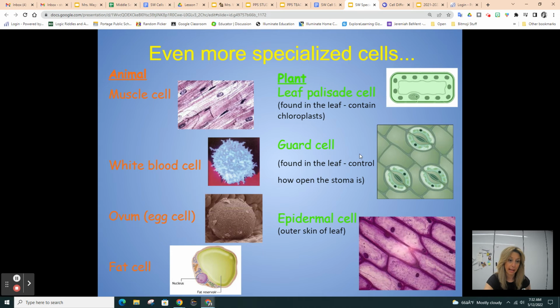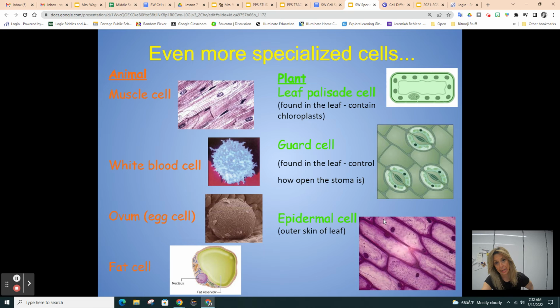These are guard cells. They're found in the leaf, and they're in between each of the little cells, as you can see there. They open and close like a mouth, and it allows water to leave the plant cell, or it closes up to prevent water loss. So it's like a little mouth that allows water vapor to pass in and out of it. And then the epidermal cell is the outer skin of the leaf.